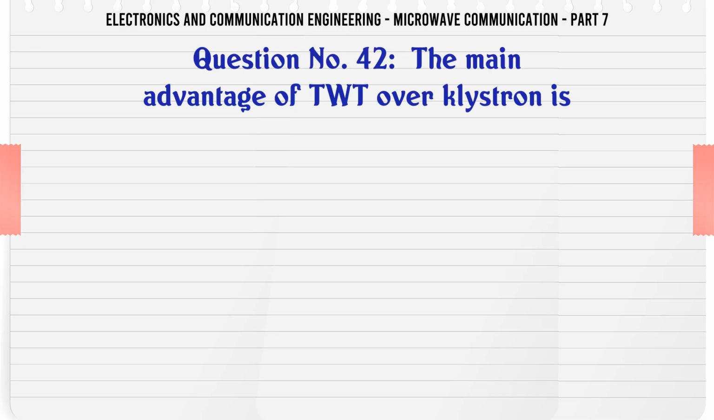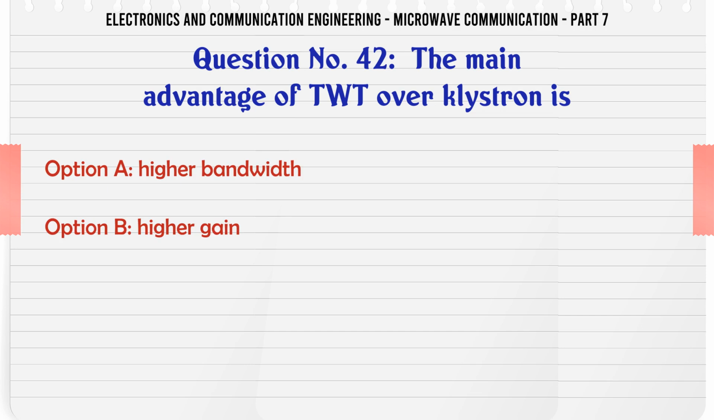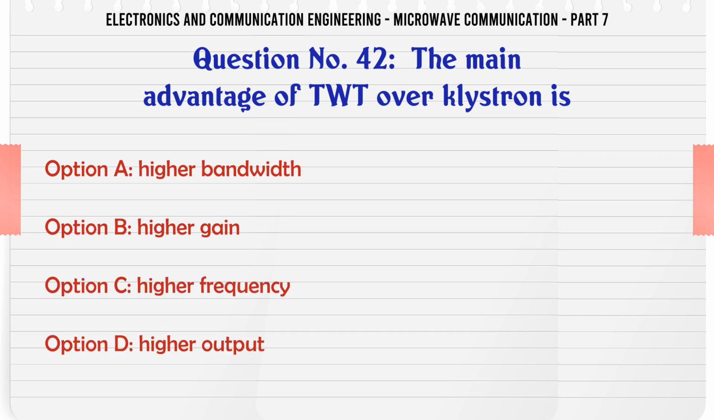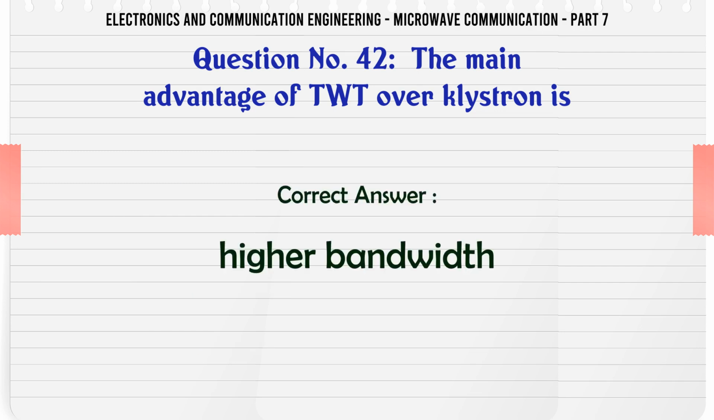The main advantage of TWT over klystron is A. Higher bandwidth, B. Higher gain, C. Higher frequency, D. Higher output. The correct answer is higher bandwidth.